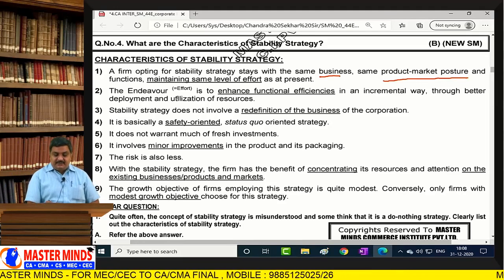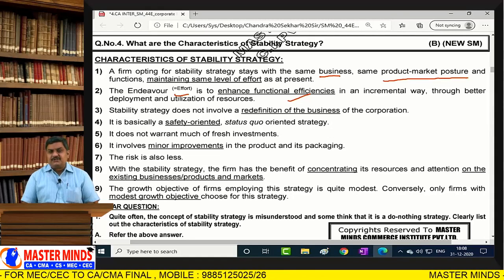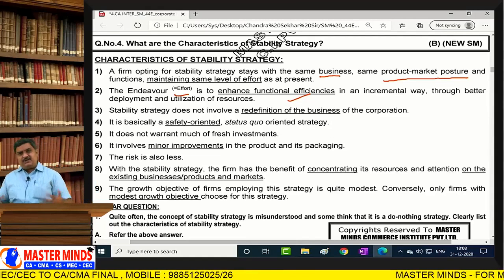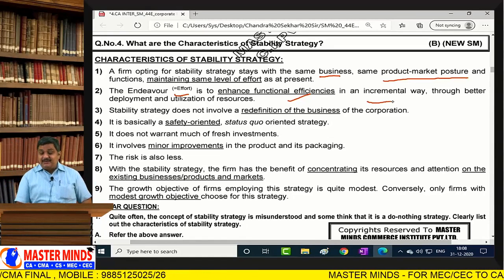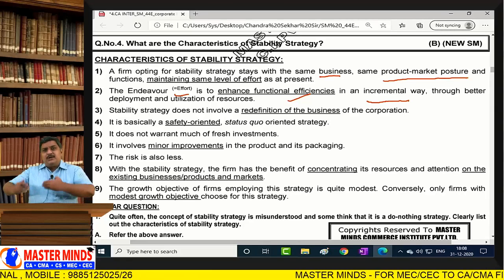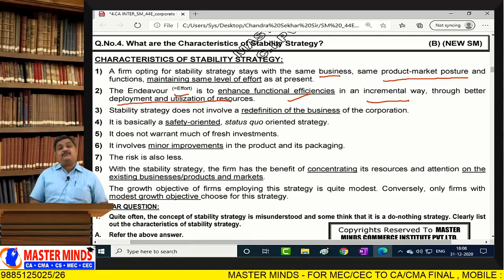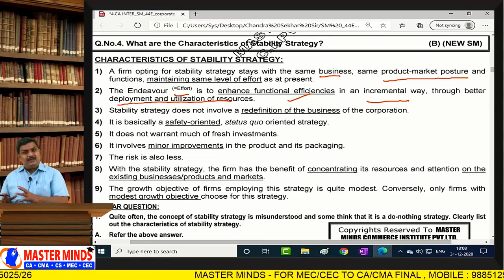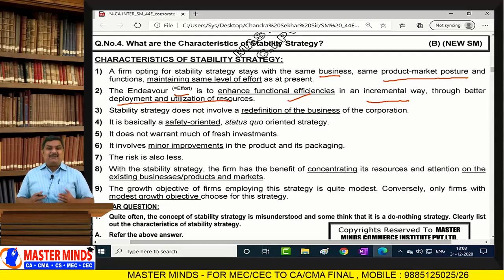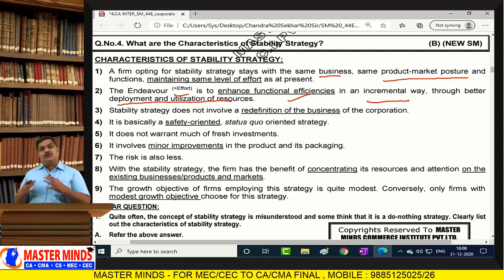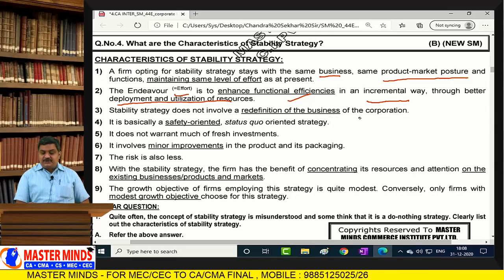And the endeavor, means effort, is to enhance the functional efficiencies. Already we discussed this. Functional efficiencies means your marketing, production, logistics, supply chain. You should increase your efficiency in an incremental way. Incremental way means slowly and slowly you have to improve all your functions through better deployment and utilization of resources. Deployment means you have to wisely use your resources like men, money, materials, methods and machines to improve your efficiency. And stability strategy does not involve redefinition of the business.